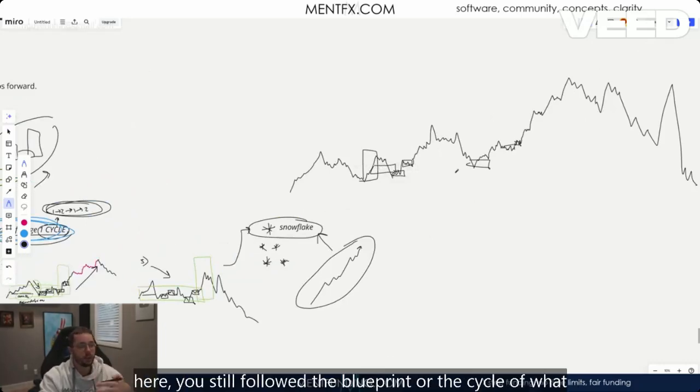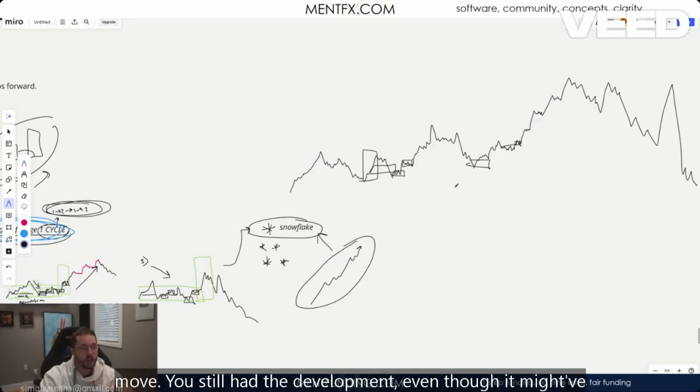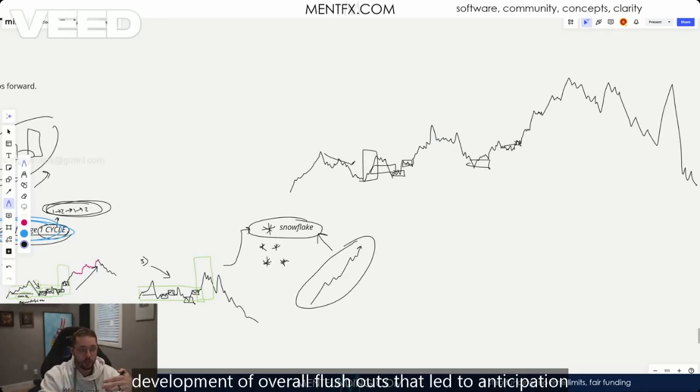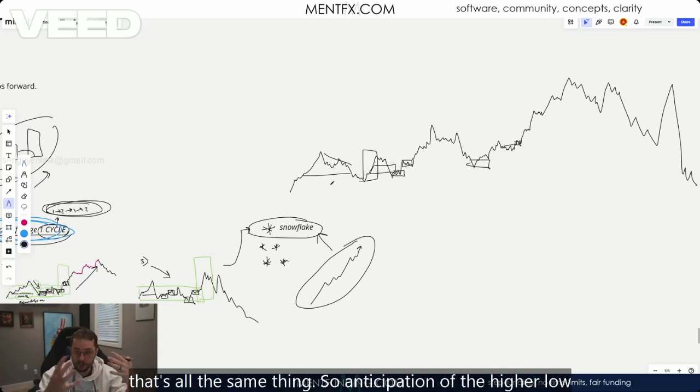In this scenario here, you still followed the blueprint, or the cycle, of what is meant to happen in an overall trend or in an overall move. You still had the development, even though it might have taken a little bit more time or the way that it might have delivered is a little bit different. You still had the development of overall flush outs that led to anticipation of the higher low rules, which led to accumulations, because that's all the same thing.